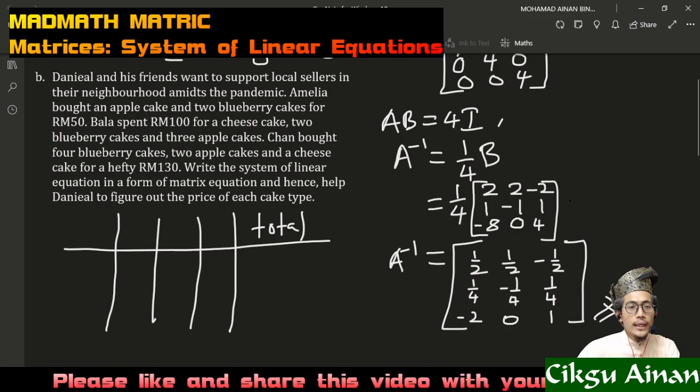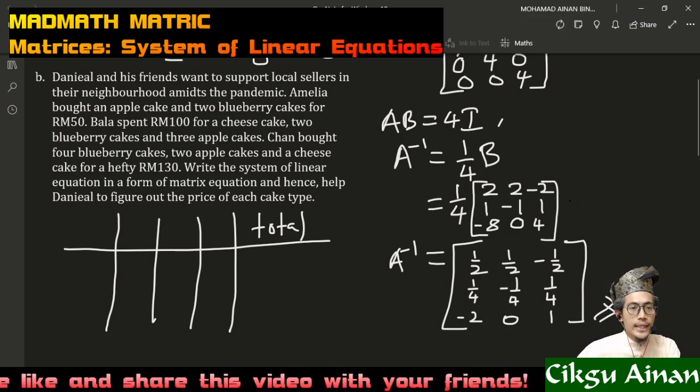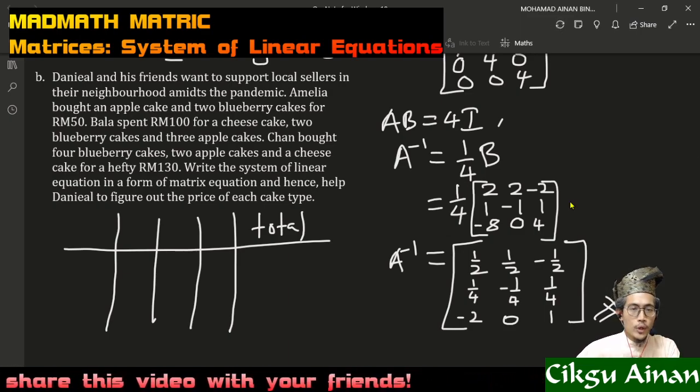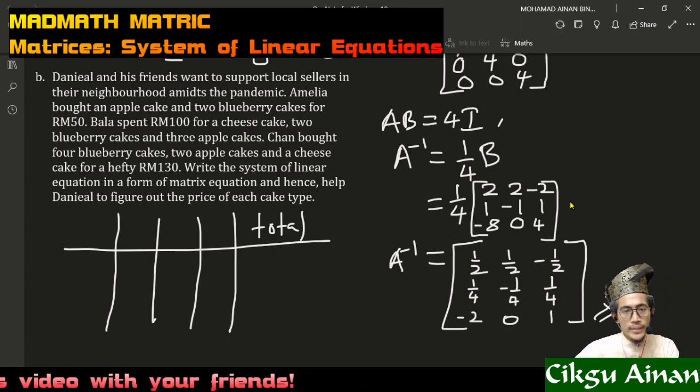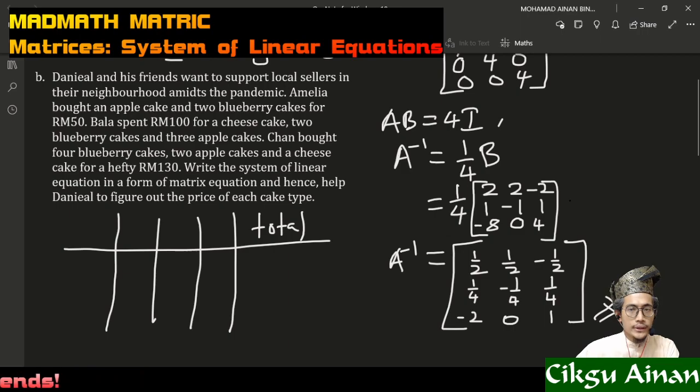Now, let's read the question. Daniel and his friend want to support local sellers in their neighborhood amidst the pandemic. Emilia. The first question says about Emilia. Oh no, why can't I? Wait.